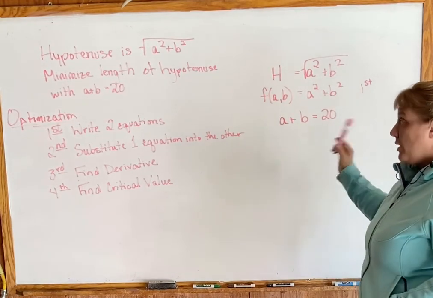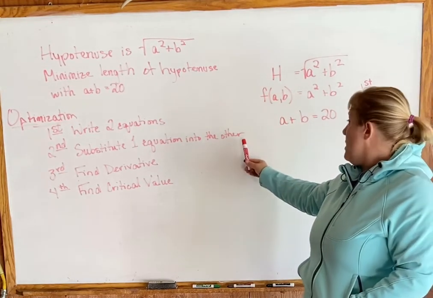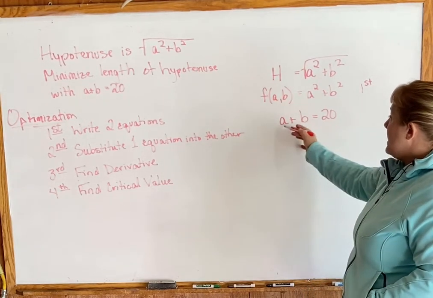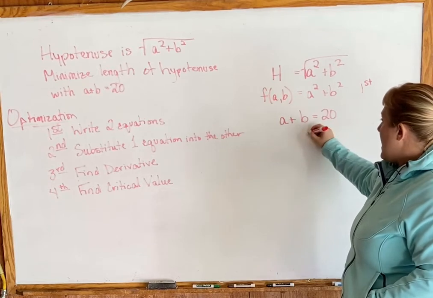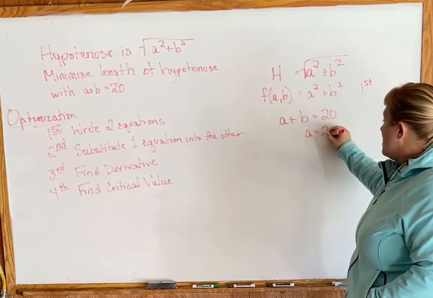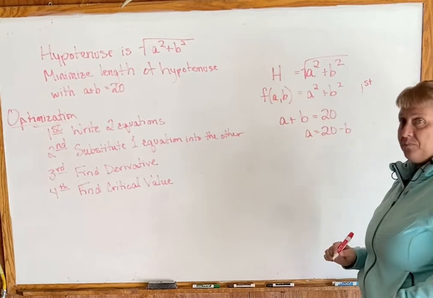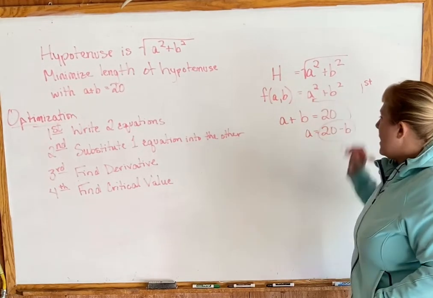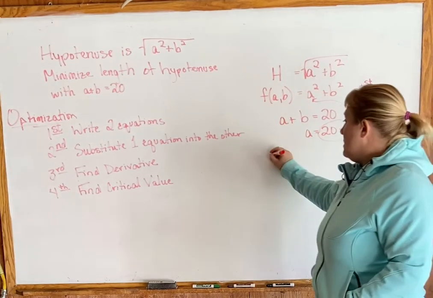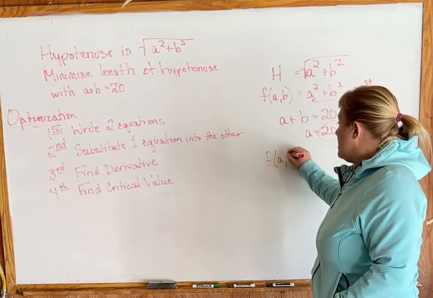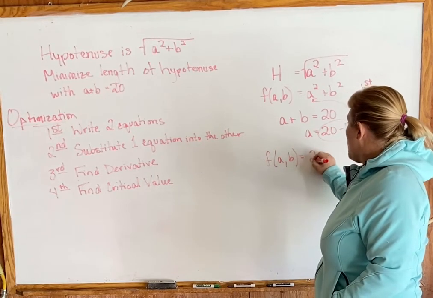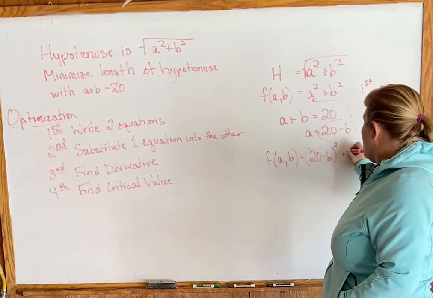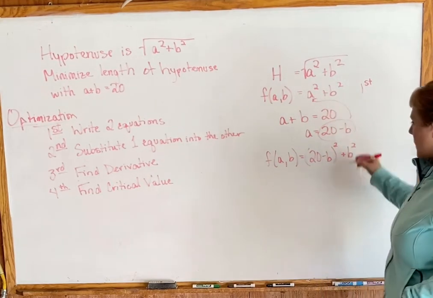Now, remember what we're going to do. Two equations, we're going to use one to substitute into the other. So would it be easy to take this one and solve for a by going a equals 20 minus b? And then could we stick that right up into there? So we say 20 minus b. Don't forget that all needs to be squared. And then don't forget this plus b squared on the end.